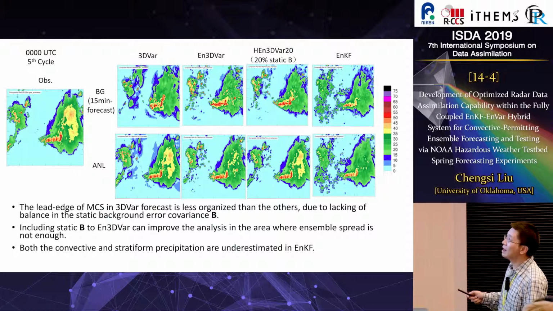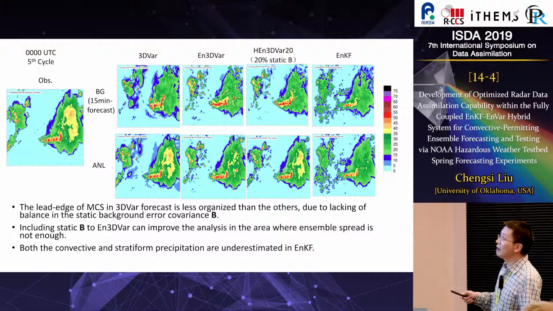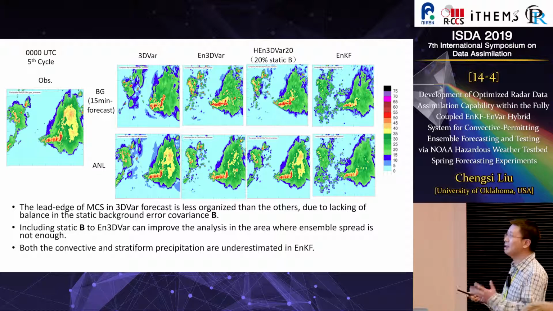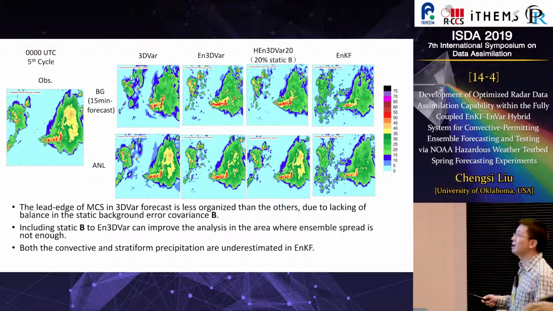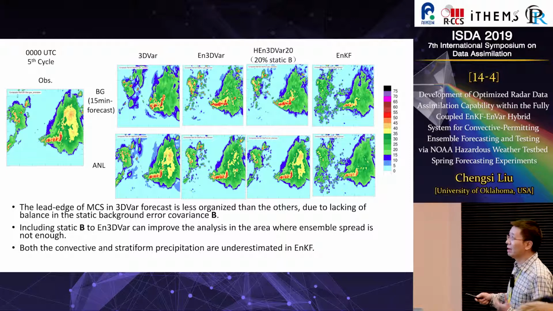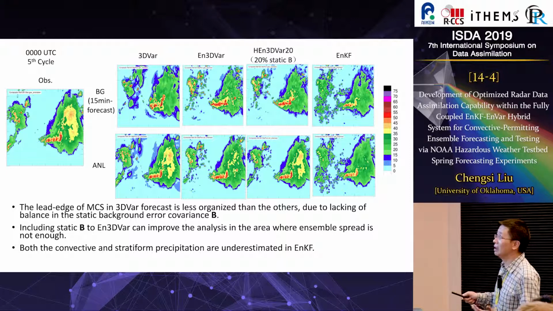Okay, here we compare 3DEnVar, hybrid EnVar, and 3DVar with the 20% static B, and EnKF. We can compare the 3DVar and EnVar. We can see the analysis actually looks good for hydrometeor, but after 15 minutes, basically it cannot maintain the storm structure and degrades quickly. But EnVar can maintain the major storm cell. However, like before, the spurious is an issue.